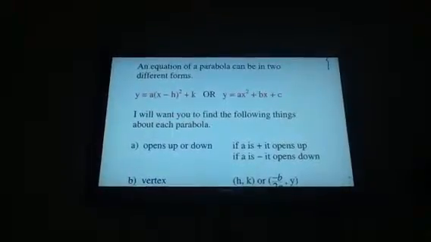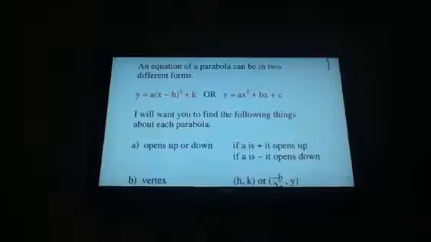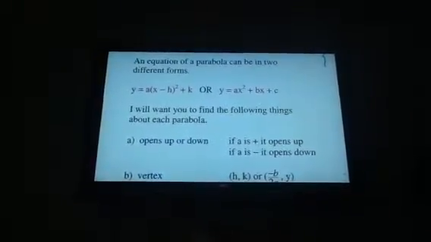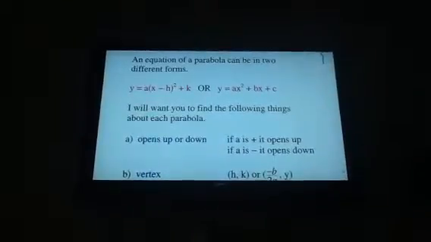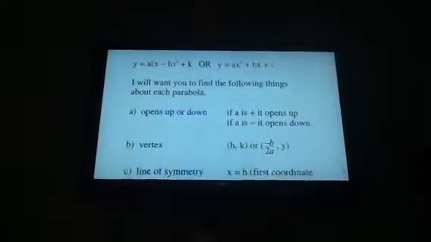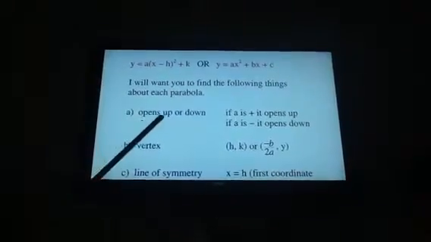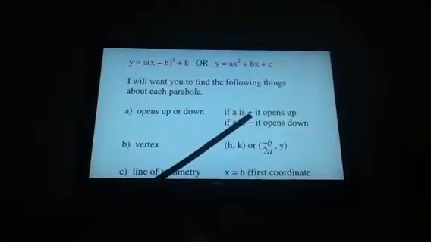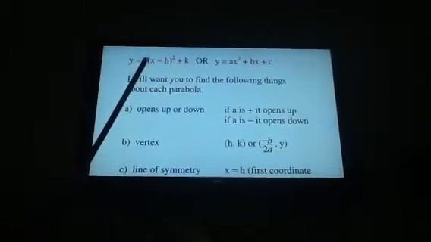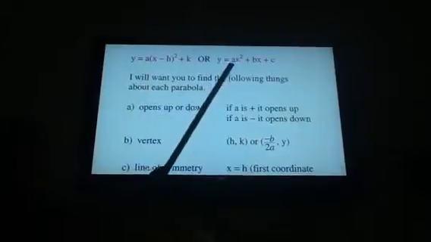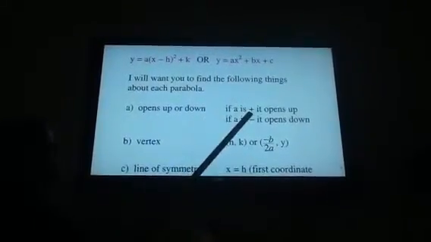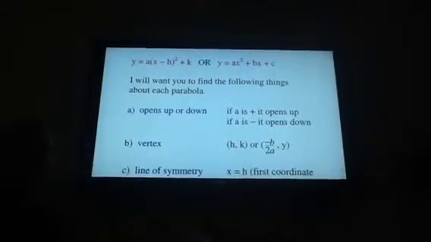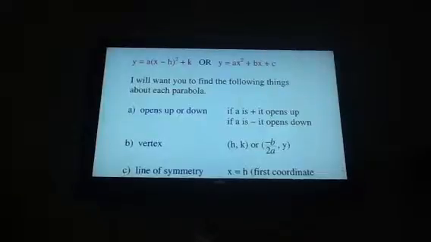Okay? There will be, I think, 6 or 7 things I want you to know about a parabola based on its equation and calculations that you do. So, first of all, I will want to know if the parabola opens up or down. How are we going to determine that? If the a, this a value in front of the parentheses, or this a value in front of the x squared, is a positive number, the parabola opens up. But if it's a negative number, then the parabola opens down. Okay, so certainly some memorization here.